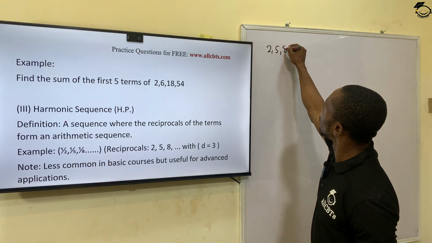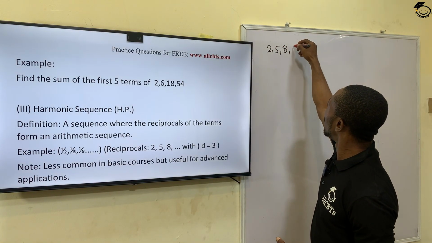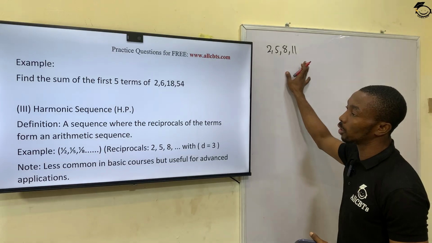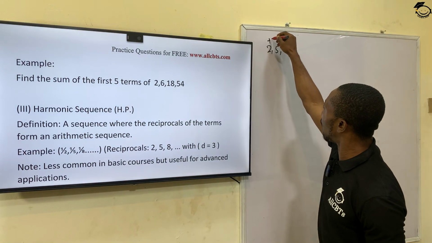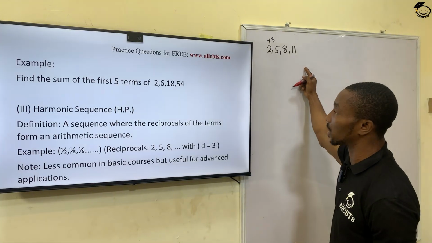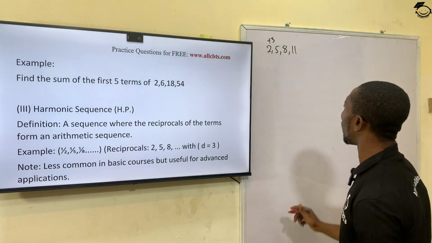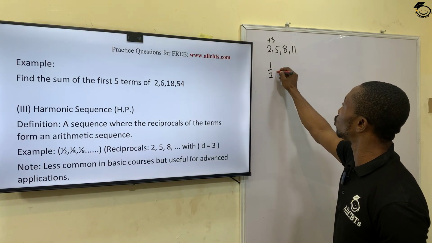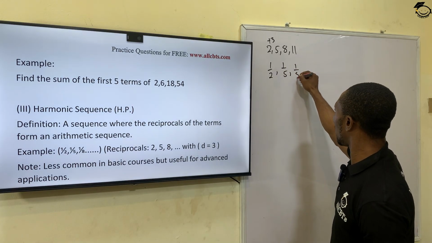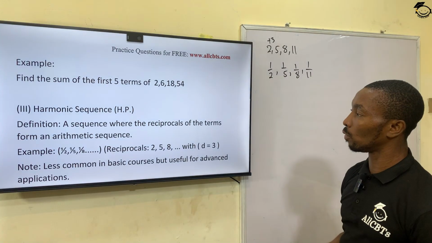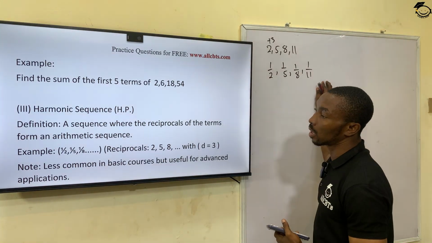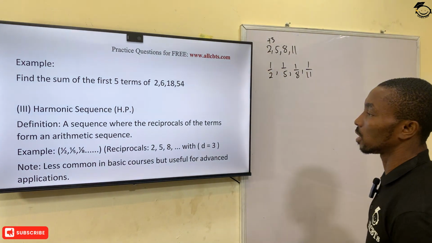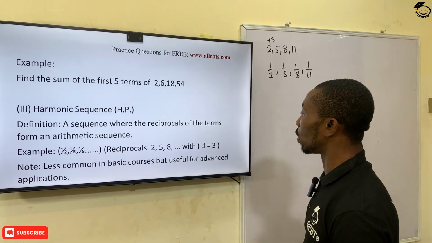2, 5, 8, 11. All right. Now, this sequence is an arithmetic progression, which is an addition of +3 to each of our terms. So, for it to be a harmonic sequence, we take the reciprocal of each of these numbers to be 1/2, 1/5, 1/8, and 1/11. Now, this forms a harmonic sequence.